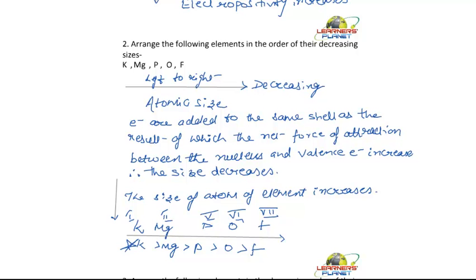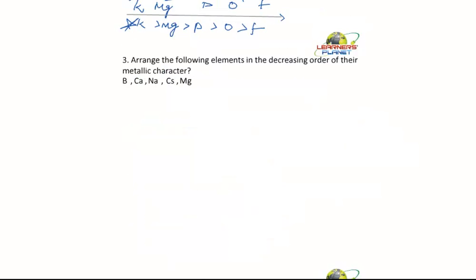Now let's take up our next question here. It is, arrange the following elements in the decreasing order of their metallic character. Now you must be knowing what is metallic character. Metallic character is what it is. Chemically it is the electropositivity.